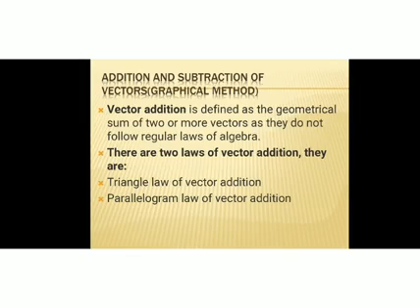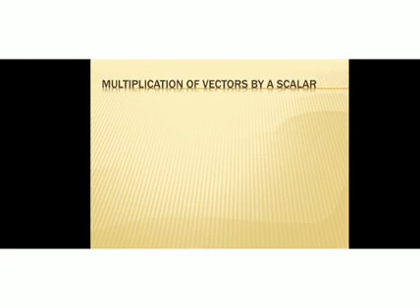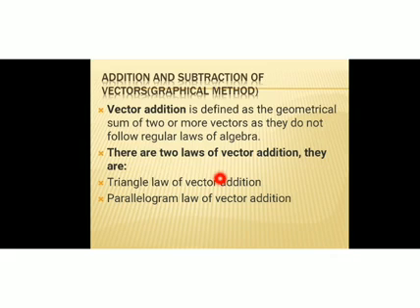Now let's discuss the addition and subtraction of vectors. You know that vectors do not obey the ordinary rules of addition and subtraction, so we need to go for a modified method. Vector addition is defined as the geometrical sum of two or more vectors, as they do not follow regular laws of algebra. And there are two laws of vector addition: the triangle law of vector addition and the parallelogram law of vector addition.